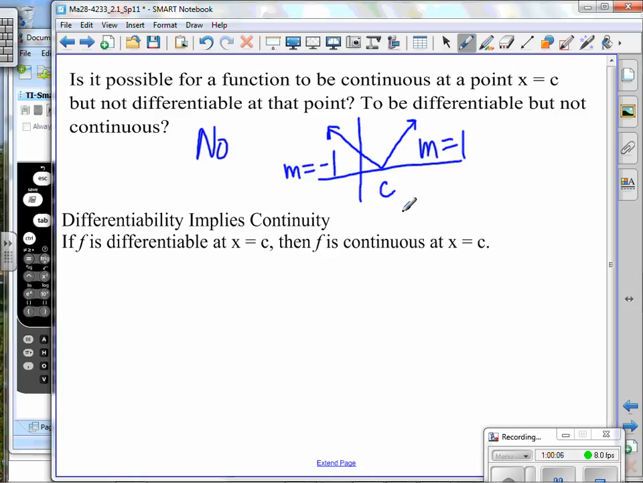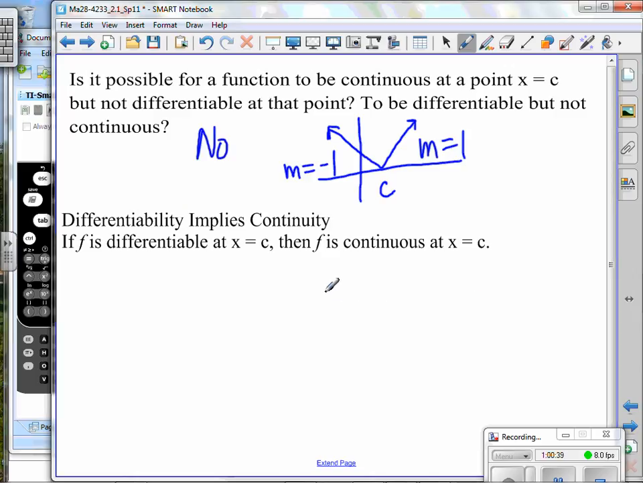But is there a derivative? The derivative says that the slope of the secant here, and the slope of the secant here, if I move closer and closer, those slopes become the same slope. Possible? No. Because this one's going to stay -1 and this one's going to stay +1. So it's continuous, but it's not differentiable. And this is one of the easiest examples to show.